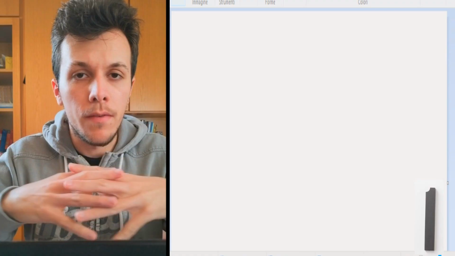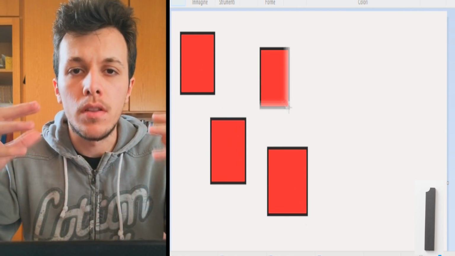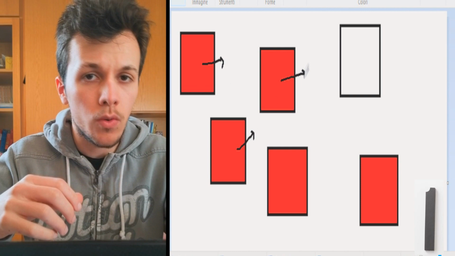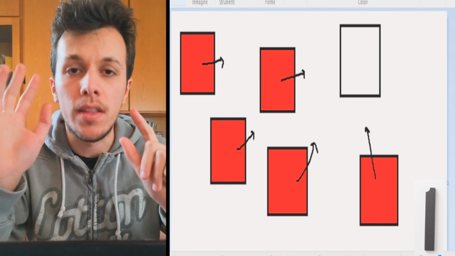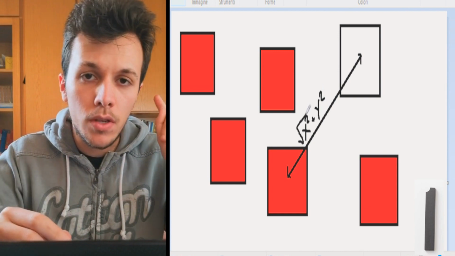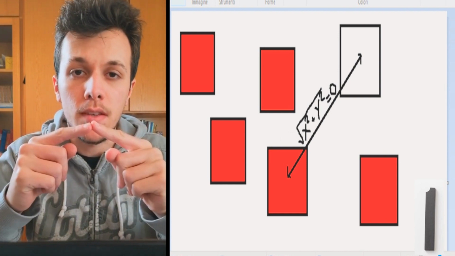These are my personal 5 steps to create a machine learning program. First of all, we must have a goal. For this example, we have some squares, red and white, and the goal is for the red square to reach the white square. In math terms, we want the distance between red and white to become 0.